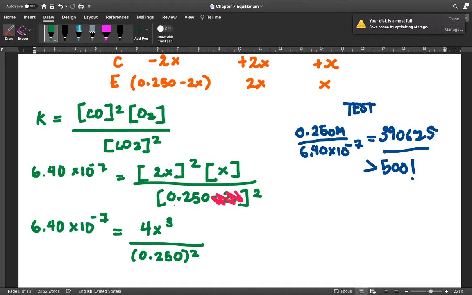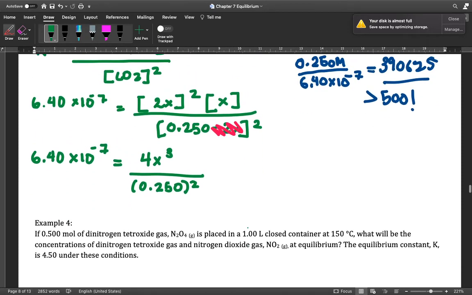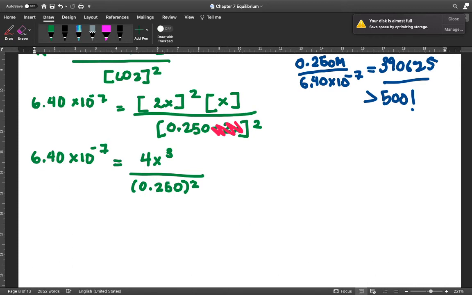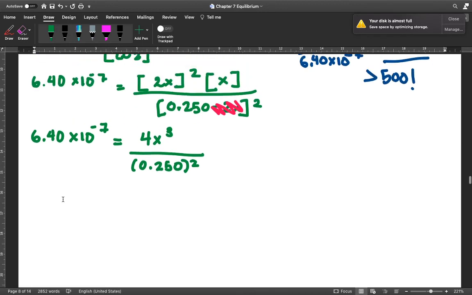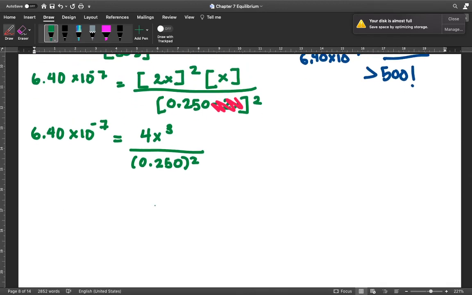Now notice how much of a difference this would have been if I could not get rid of the minus 2x. So if this was not greater than 500, my steps become so much longer. I have to do way more calculations. So when I keep going with my calculations, I might need a little bit more room here.